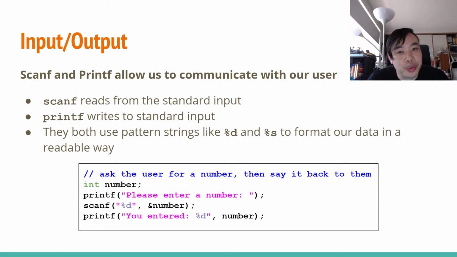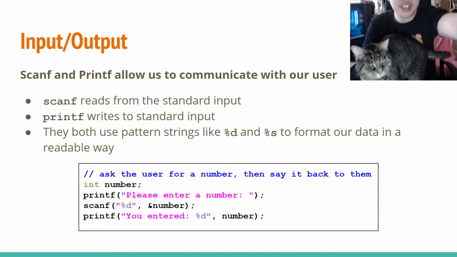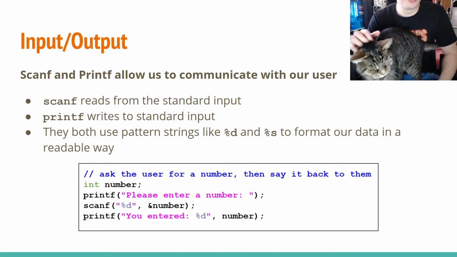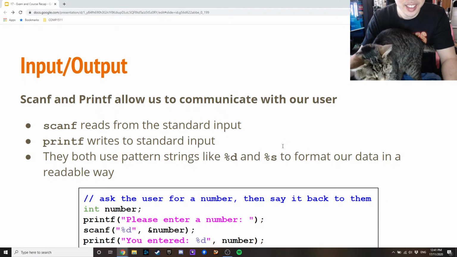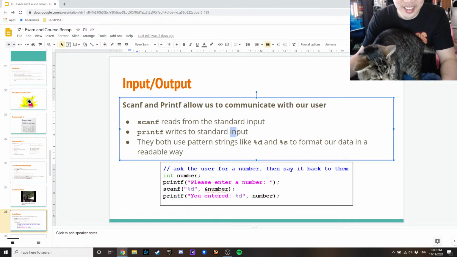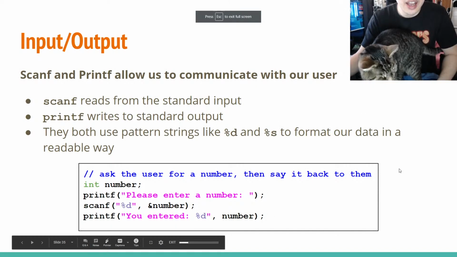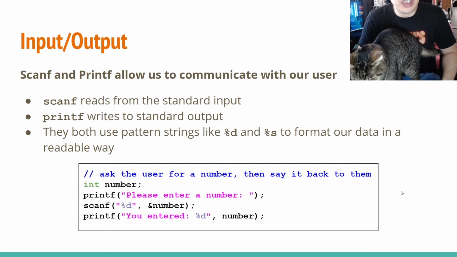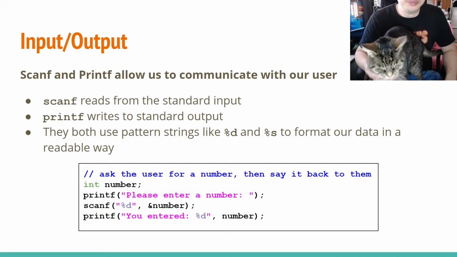Okay, input and output. Our very first input and output was using scanf and printf. So scanf is going to read information from the standard input, and printf is going to write information to the standard output. The way we've been using them is through the terminal, the Linux terminal that has the ability to show us text. That's how we've been using our standard input-output.